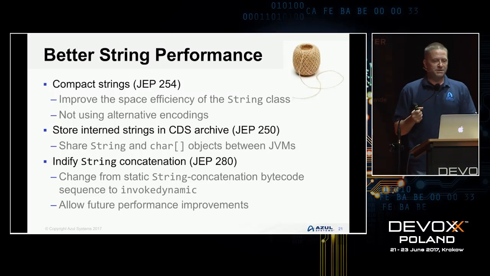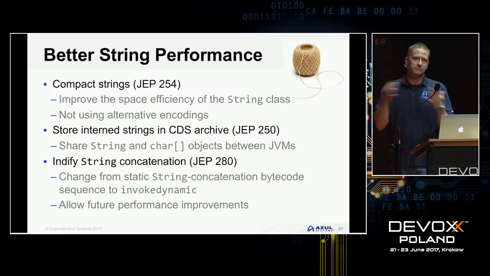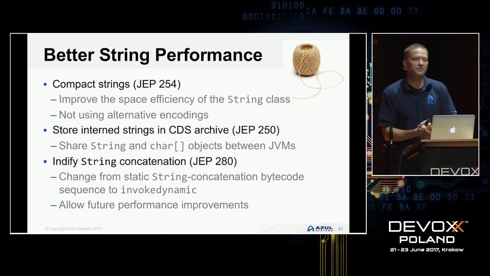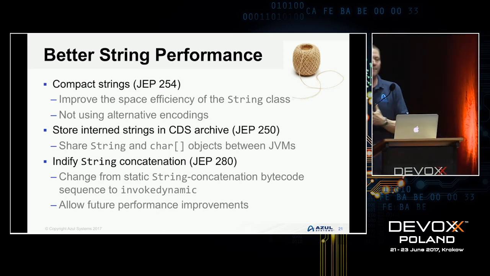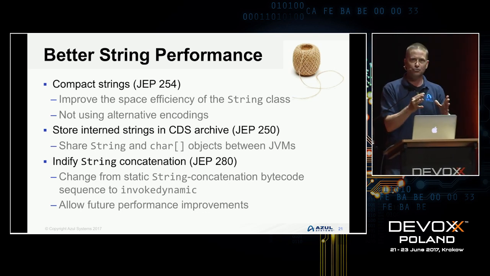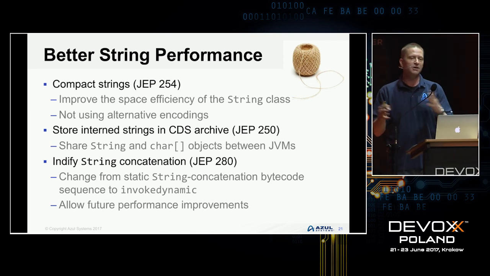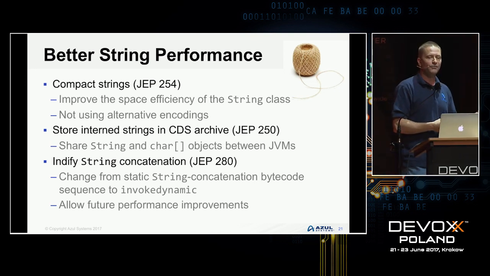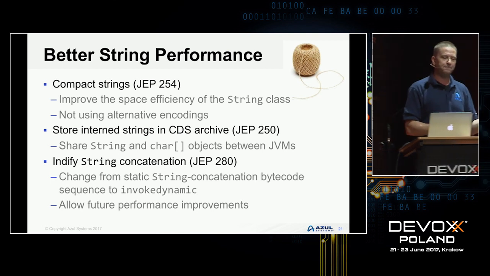Better string performance. A few things around improving performance of how we deal with strings internally in the JVM. So one of those is the idea of compact strings. Now, this is not about trying to actually compress strings. It's not trying to use compression algorithms on them. It's just using the space of the strings that are there more efficiently.